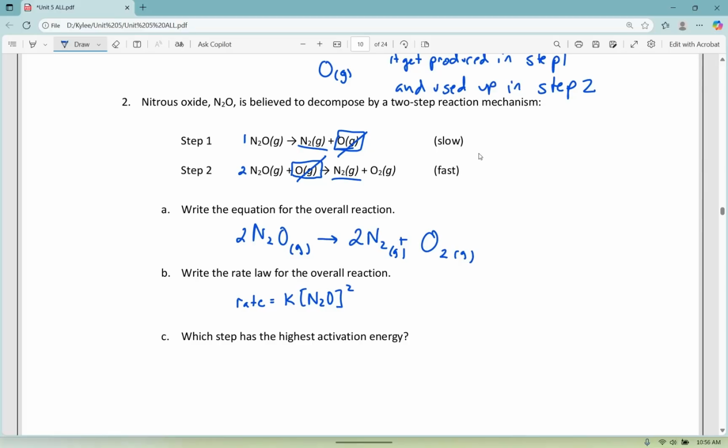Now, sometimes they give us information about how quickly each of these steps happen. So notice on step 1, it says that that occurs slowly and that step 2 is fast. That tells me that step 1 has a high activation energy. Activation energy is the minimum energy needed for a reaction to occur. So if a step is going slow, that means that it must have a high activation energy. So step 1 has the highest activation energy because it is the slow step.